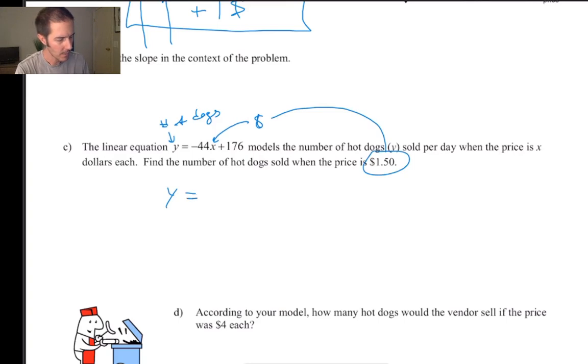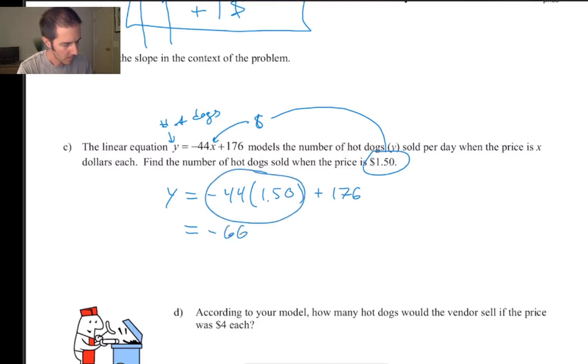Y, representing the number of hot dogs, is going to equal negative 44 times 1.50 plus 176. I can already tell I'm going to need a calculator because I'm going to have to do arithmetic. I don't like trusting my brain to do arithmetic. However, this arithmetic I can do. This is going to be negative 66, and then I need to add 176. That's actually the same thing as 176 minus 66, and that arithmetic I can do in my head. That is 110. So by increasing the price of the hot dogs to a total of $1.50 per hot dog, the vendor is only going to sell 110 hot dogs.